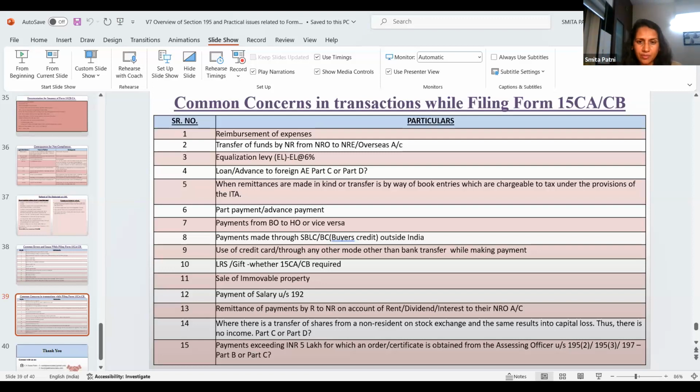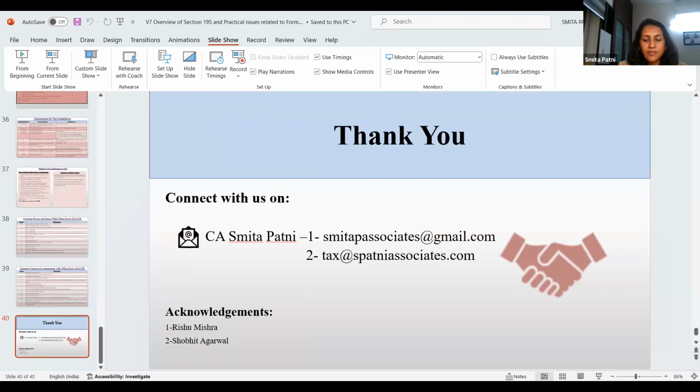Then there's a transfer from resident to non-resident, and the same results in capital loss. Again, 195 subsection 2 or 3 will apply for the lower TDS, then Part C would go. Payments exceeding 5 lakhs on which an order is obtained, Part B. I think with this I'm done.